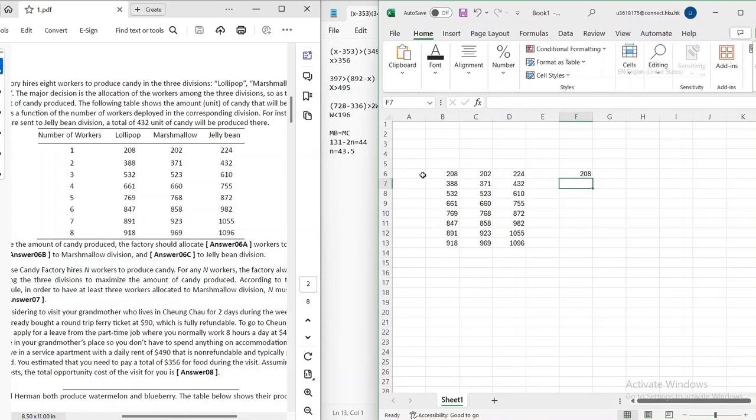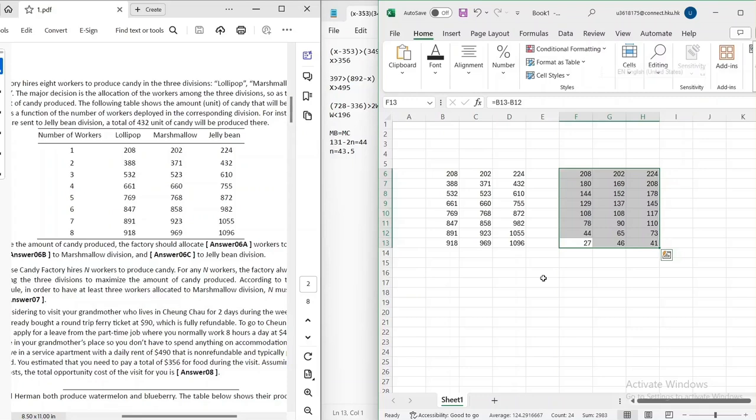Okay, so what I have done is I have simply subtracted the upper cell from this cell. So this is the output from one worker, right? And this is the output from 2 workers. So in order to get the additional output from the additional worker, you simply have to subtract the upper cell from the lower cell. Now I have to simply drag this formula to the right for the remaining 2 columns, and then I can drag this down. Okay, so this is how I can calculate the marginal benefits or the marginal output of each additional worker.